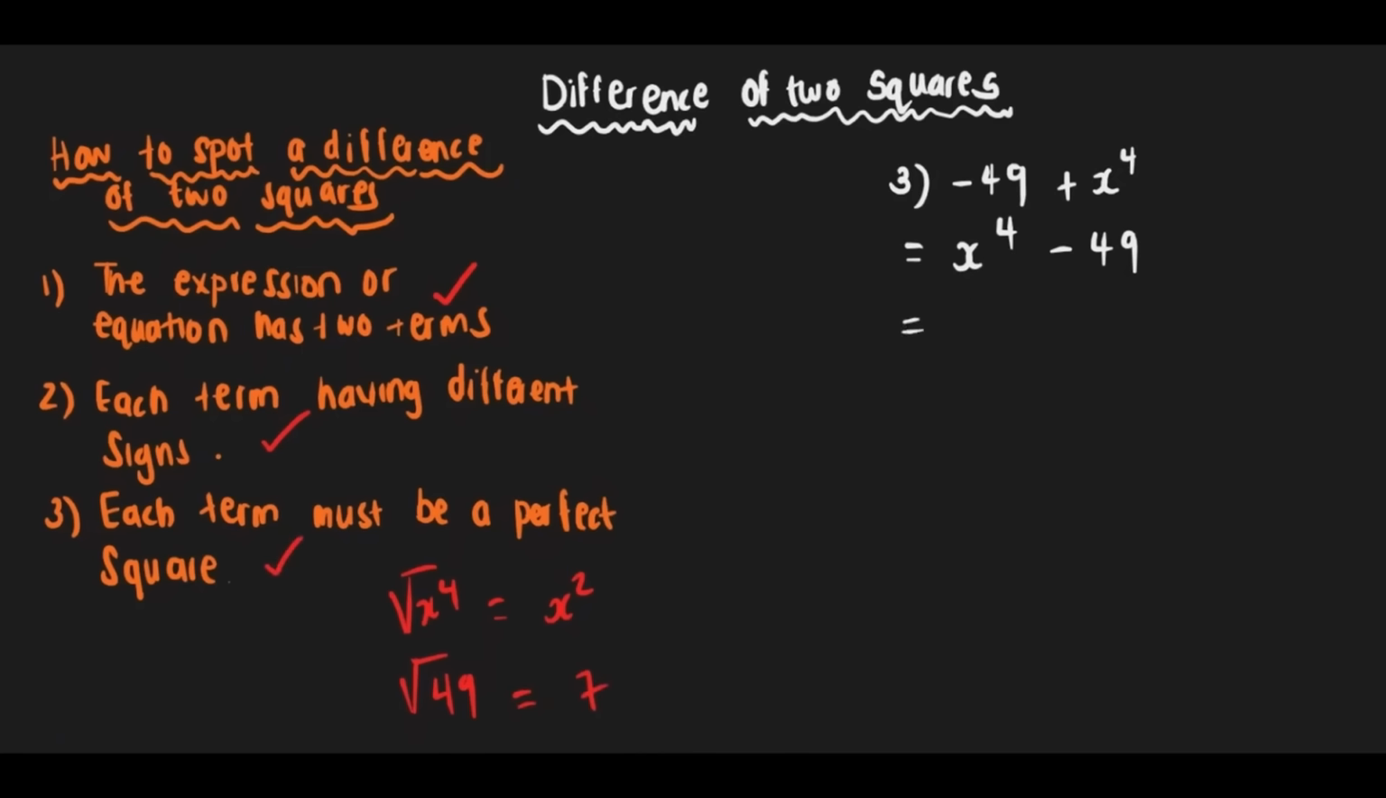Now we're going to write two brackets like this. Then when we write two brackets, we're going to say x squared here. Then we're going to say 7 and 7. Then you're going to say what? Plus or minus. So this will be your final answer when you're done factorizing. So we are done with this example.